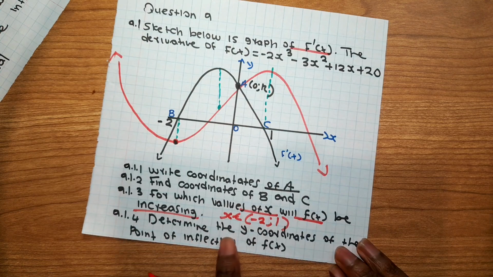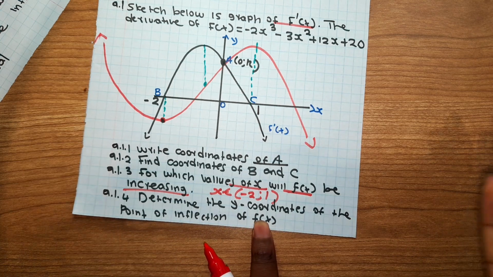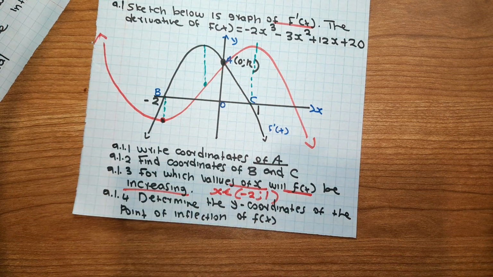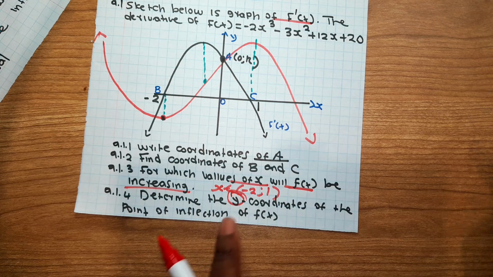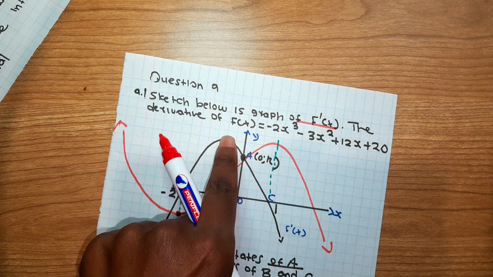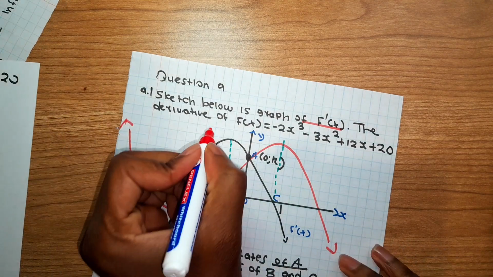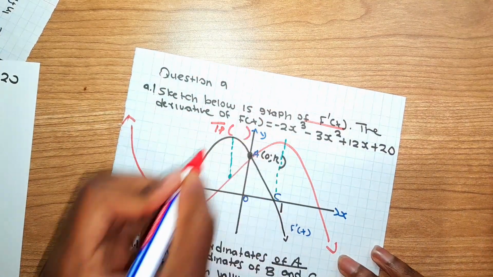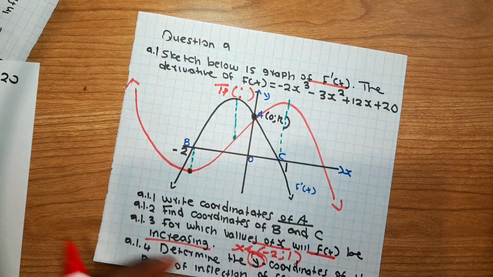Now they say, determine the y coordinates of the point of inflection of f(x). So now, do they want you to calculate the y coordinates, not the x coordinates? They just want the y coordinates of the point of inflection of f(x). And you know that the point of inflection is just the turning point of the quadratic expression. And you know how to find the turning point. I'm not going to find it. So just find the turning point. At that turning point, it's the point of inflection of the original function f(x).